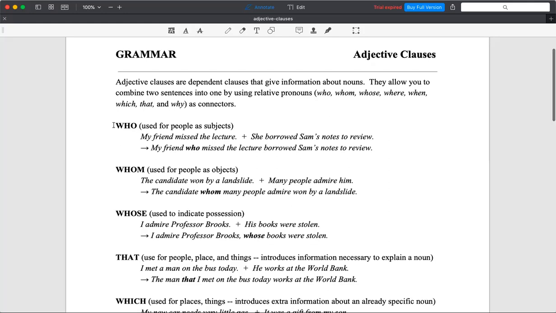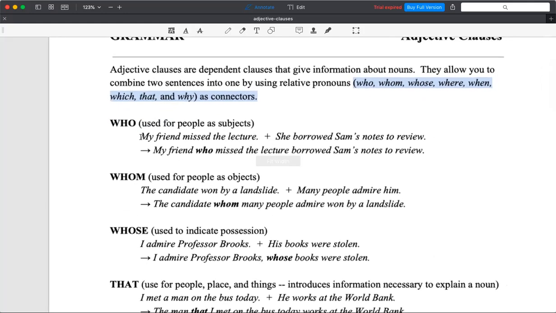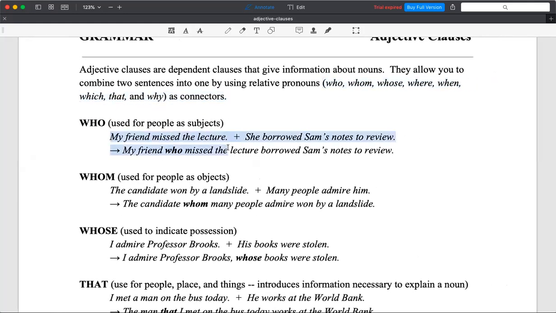You can use different pronouns. The pronouns that are used are WH words, like who, whom, whose, where, when, which, and that, and why. These pronouns can replace the regular pronouns. Imagine these two simple sentences. My first sentence is, my friend missed the lecture. And then the second sentence is, she borrowed Sam's notes to review.